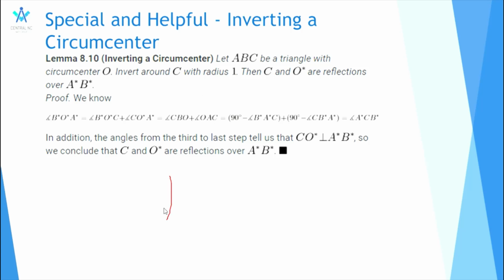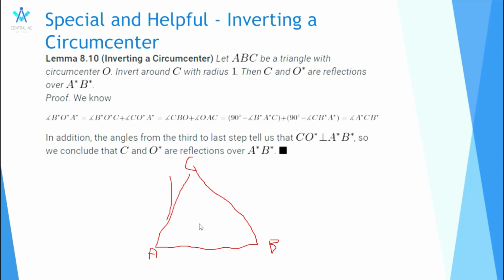Next, inverting a circumcenter. Let ABC be a triangle with circumcenter O. Invert around C with radius 1. Then C and O prime are reflections about A prime B prime. This time I'm drawing C at the top. So this radius 1 thing, it's actually not so important. We could just replace it with radius R. This mainly is just an angle chasing problem, right? I don't have much to explain here because the angle chasing is kind of straightforward.